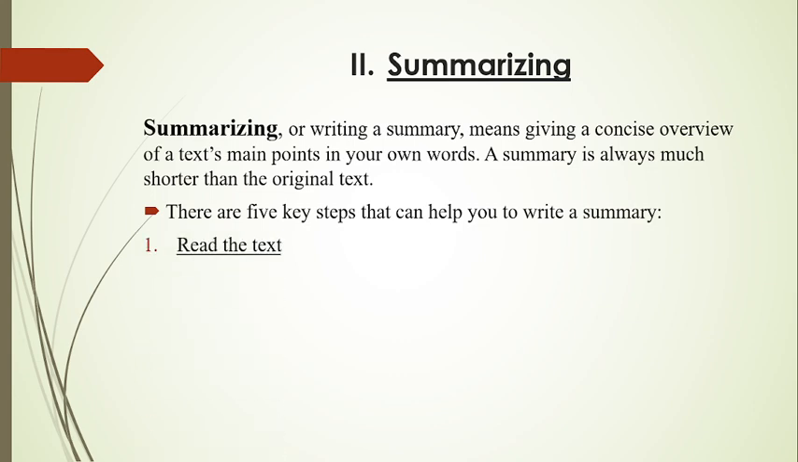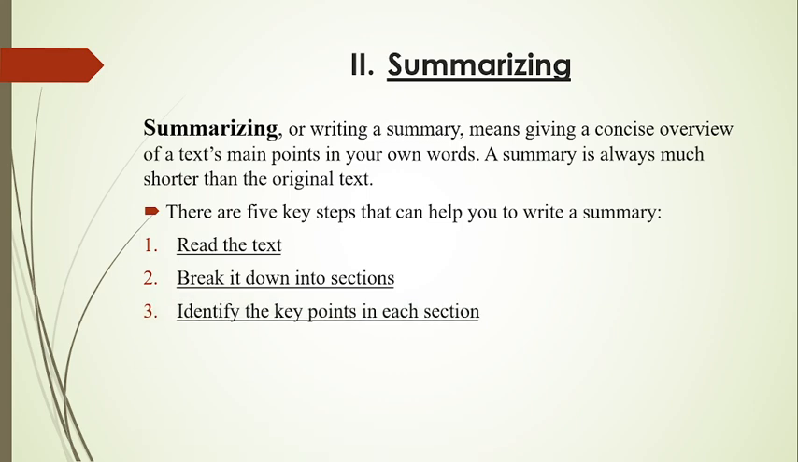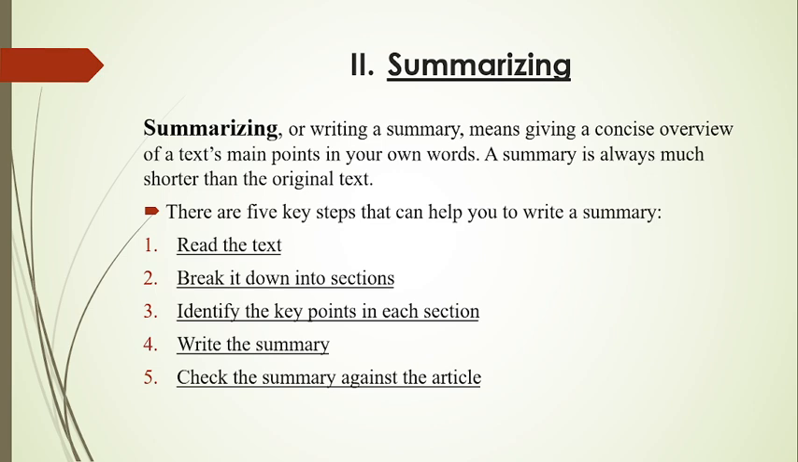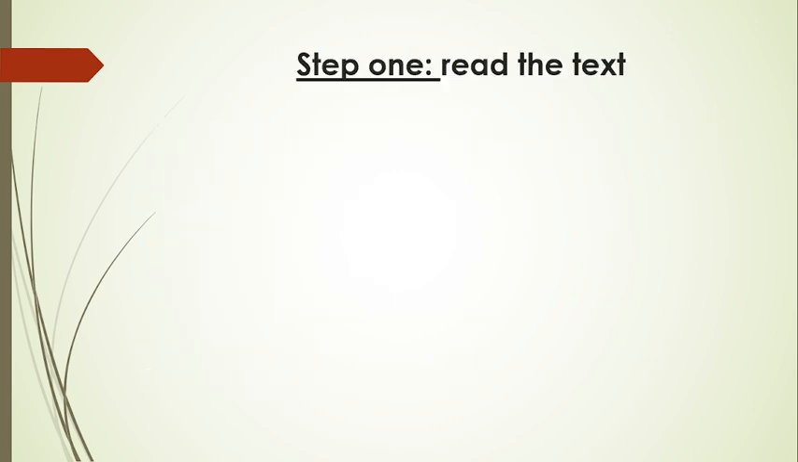The first one is to read the text. The second is to break it down into sections. The third one is to identify the key points in each section. Fourth one is to write the summary, and the final key is to check the summary against the article. Let's see these steps one by one.